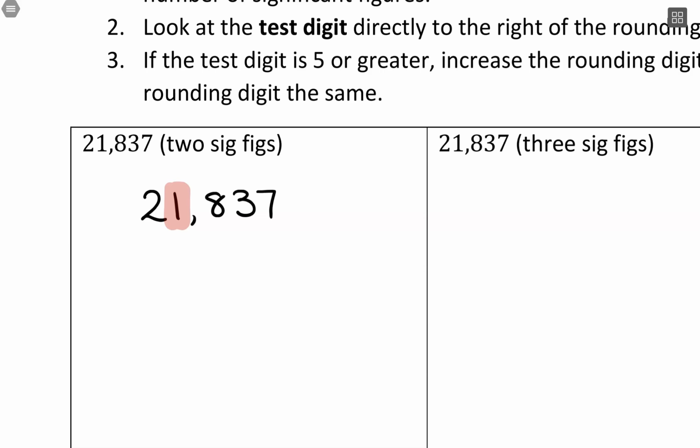The test digit is the number that's exactly to the right of it. So this 8 right here is the test digit. And actually, let me label these since this is new terminology. This is what we're rounding. This is what we use to test whether or not we're rounding up or down. It's the same rule as when we rounded using decimal places. If it's 5 or greater, we increase, so we round up. If it is 4 or smaller, then we round down, which means we keep the rounding digit the same.